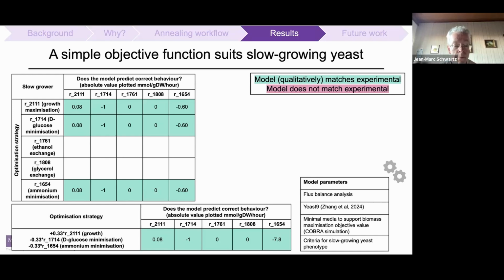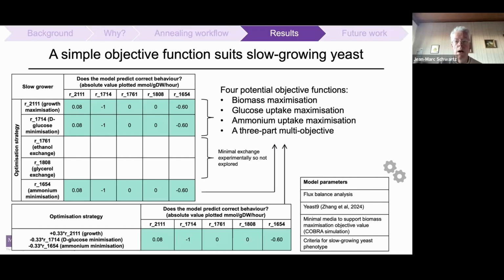And to complement this, we also tested what happens if we make combinations of these objectives. You can see that in the table at the bottom. If we test an objective with 1/3 growth, 1/3 glucose, and 1/3 ammonium minimization, again, it works. All the criteria are correctly met. So in a way, you could say in this case there's no real need for our algorithm. You could just use a simple objective and you get good results.